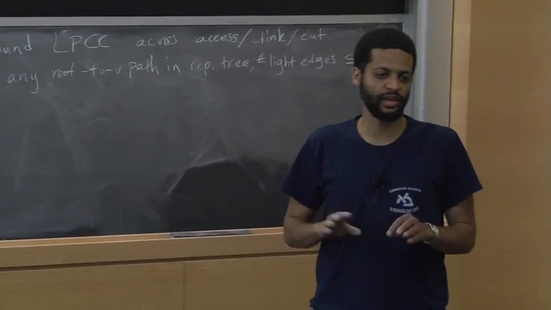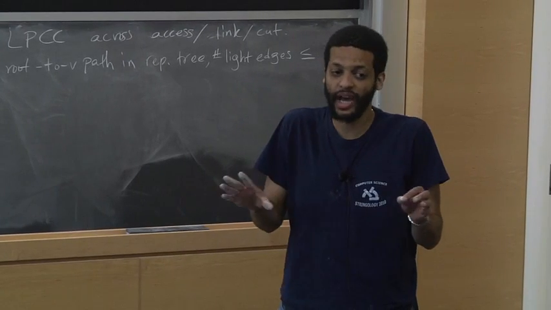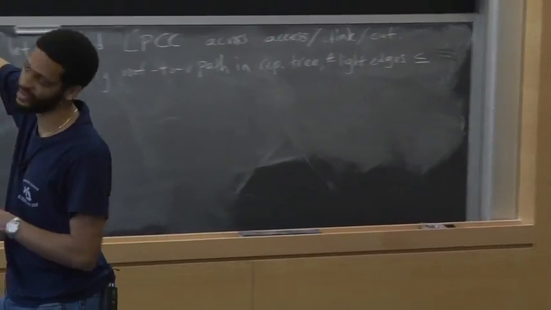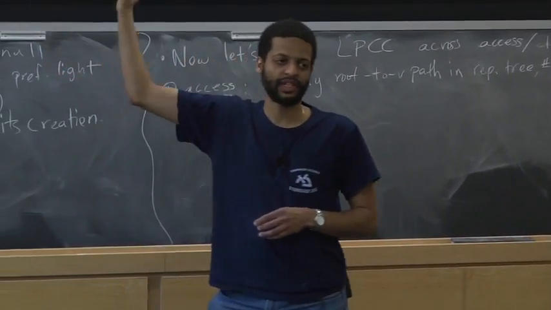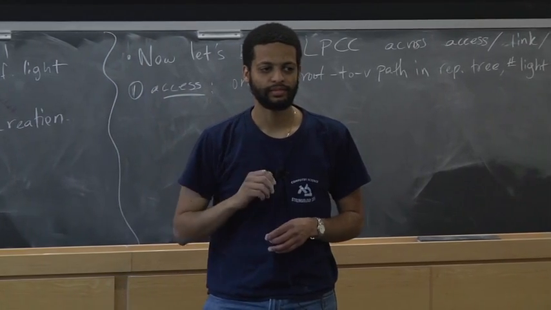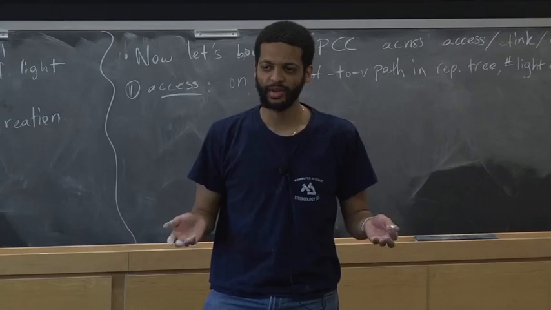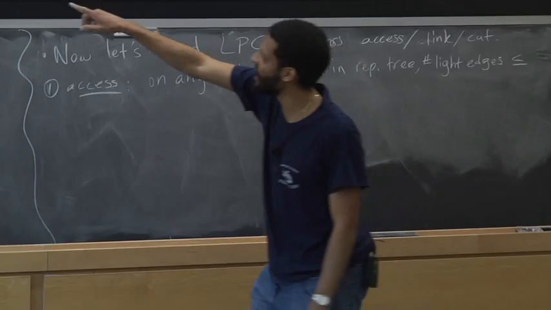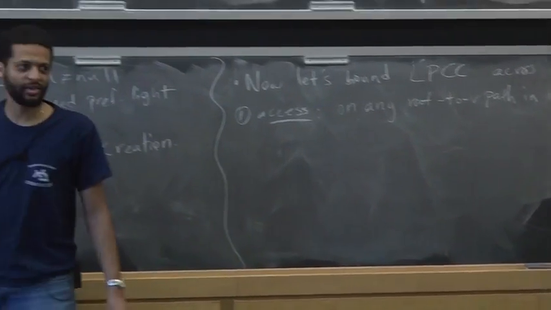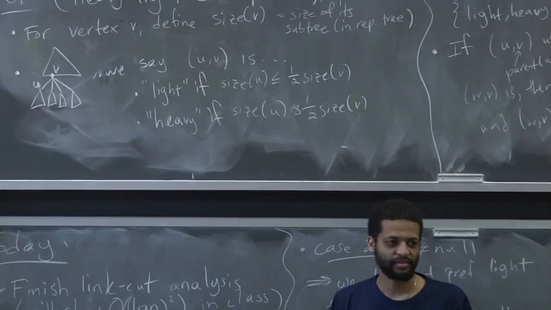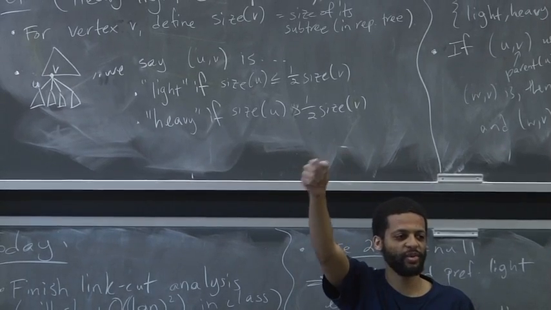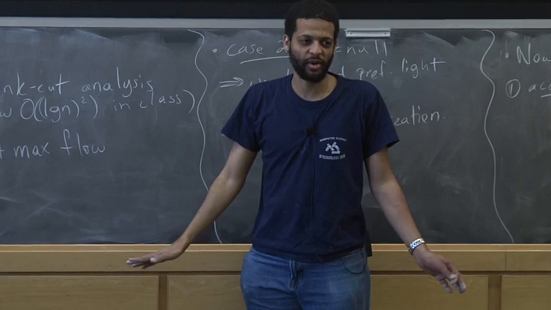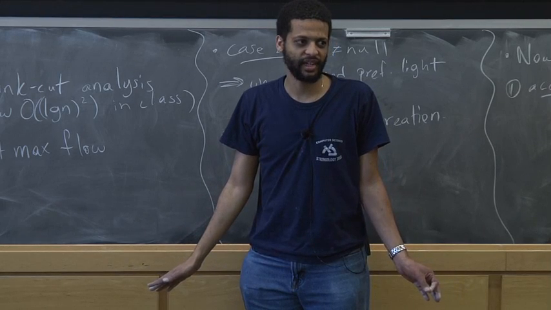So you have this represented tree. You have a vertex in the represented tree. It has some size parameter, right? The size is the size of its subtree in the represented tree. What's an upper bound on that? That's always true: n, right? You can't have more than n people in your subtree. And if you're following a light edge, the size is decreasing by a factor of 2. So in any path from the root down to anything, the number of light edges you traverse can never be more than log n, right?